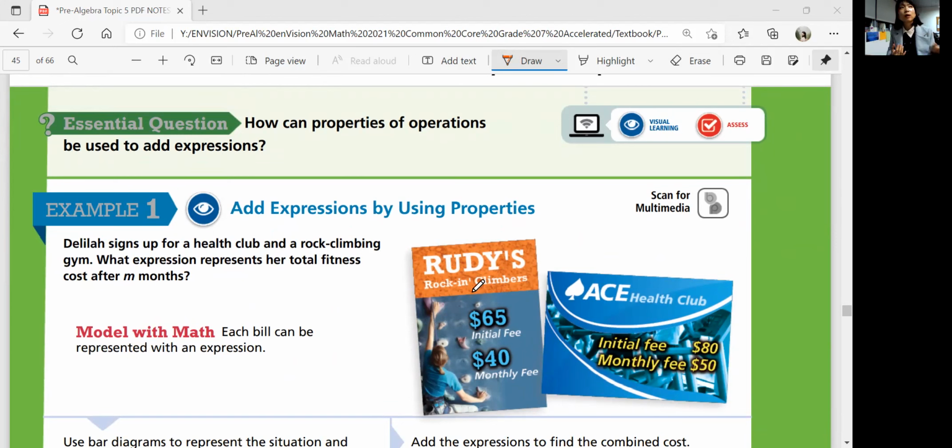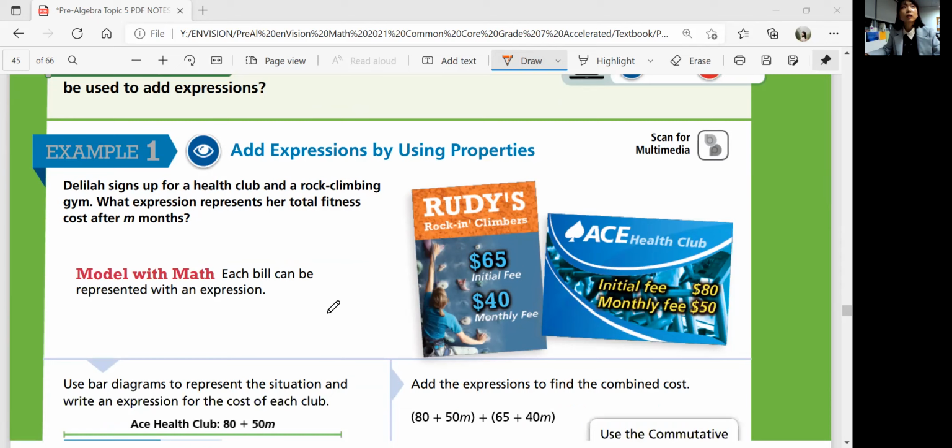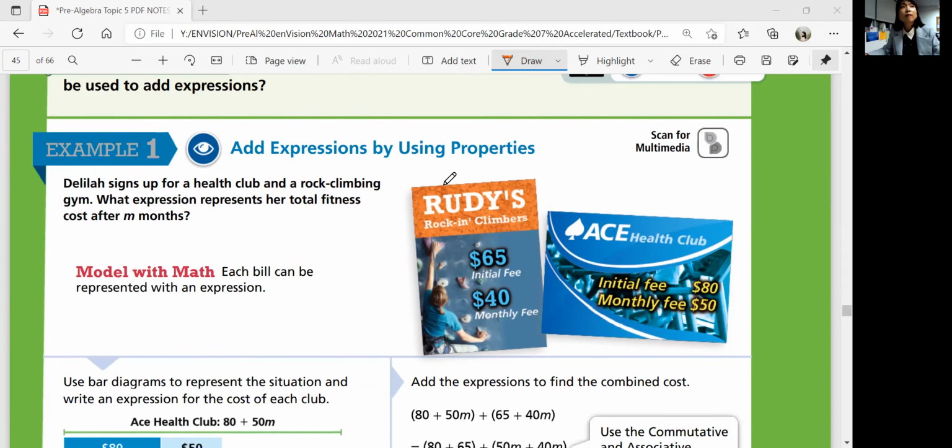Let's look at example 1. Delilah signs up for a health club and a rock climbing gym. What expression represents her total fitness cost after n months? Let's see what they have.